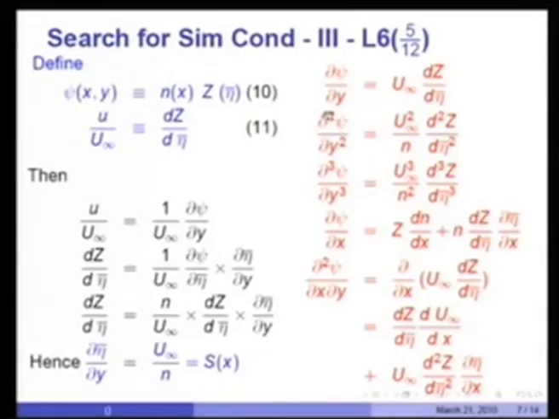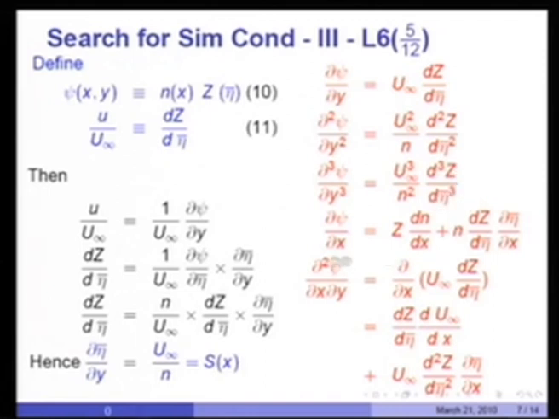Now, of course, it follows quite obviously that d psi by dy would be equal to u infinity into dz by d eta bar. From this definition itself, u over u infinity is dz by d eta bar. d2 psi by dy square would then be u infinity square by n into d2 z by d eta bar square. d3 psi by dy cube will be u infinity cube divided by n square into d3 z by d eta bar cube.